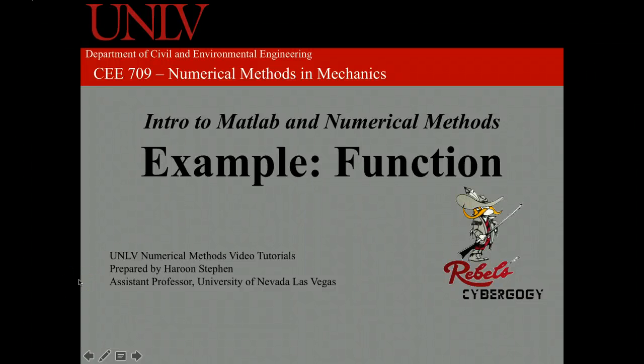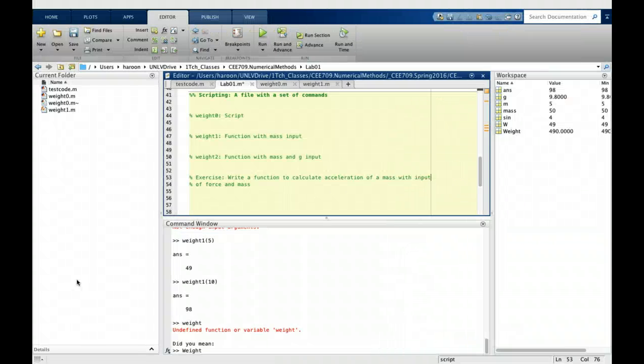Let's do an example of creating a function, and we are to write a function to calculate acceleration of a mass with input of force and mass. So basically, if I know how much force is acting on a given mass, what should be the acceleration in that mass? So again, go to new, and we will create a new function.